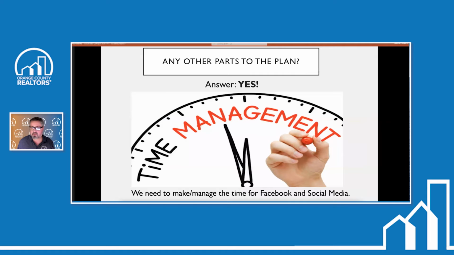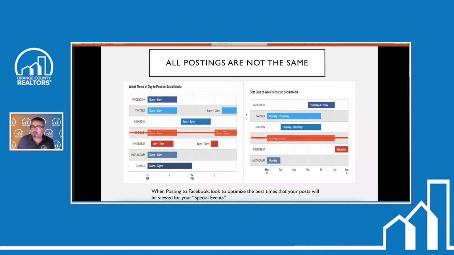Now, are there any other parts of this plan? The answer is yes. We need to make and manage our time for Facebook and other social media. But honestly, not all postings are the same. Each and every platform is a little bit different, though they all kind of do the same thing. When people look at posts and when they don't look at posts are all different. Like one of the best times to post to Facebook, one of the worst times to post on Facebook, or put out a video or things like that. Usually the best day of the week to post on Facebook is between Thursday and Friday. So today or tomorrow. Why? Because people are preparing for their weekend.